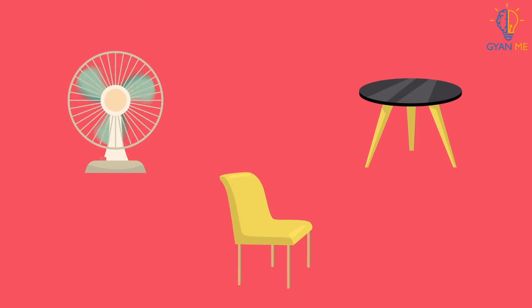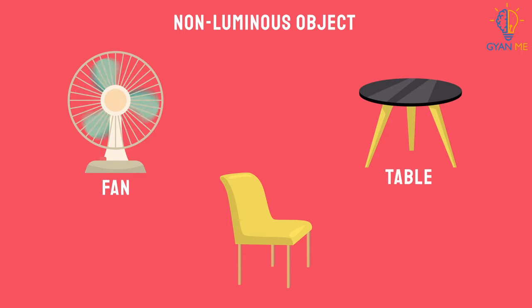But those objects which do not have their own light or emit their own light are called non-luminous objects. For example, fan, table, chair, etc. But wait, I just said these objects don't have their own light. Then how do we see them? Pause the video and think about it.